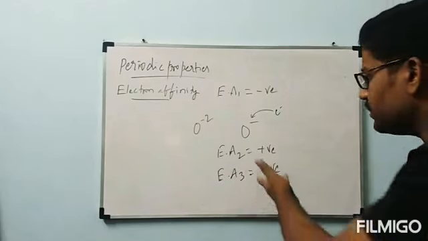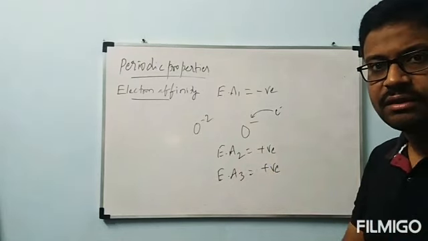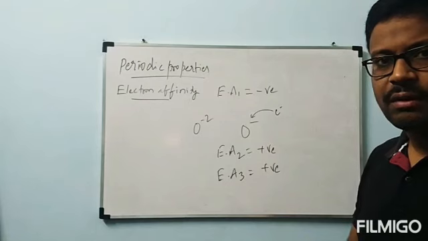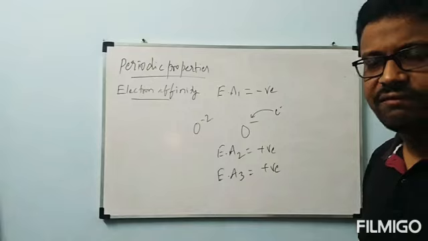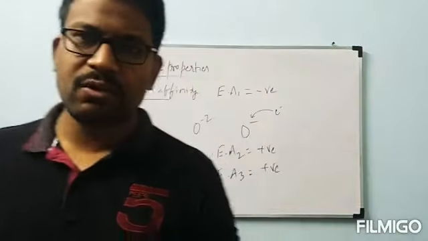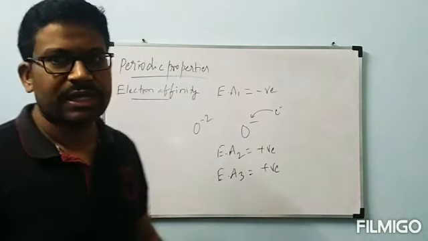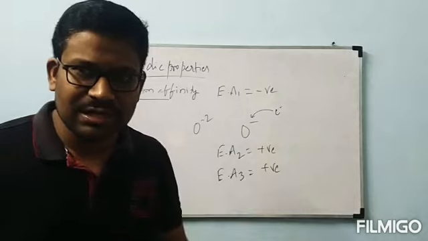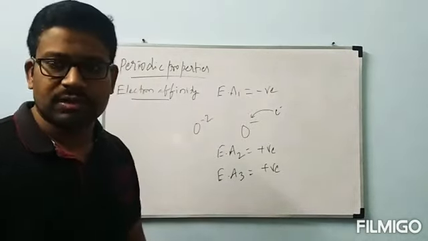EA3 means into a minus 2 charge, we have to introduce one more electron. That is more difficult, so we require more energy to introduce that electron, and accordingly it is more positive. This is the reason there is a chance it gets asked: EA1 is negative, and EA2 and EA3 must be positive.